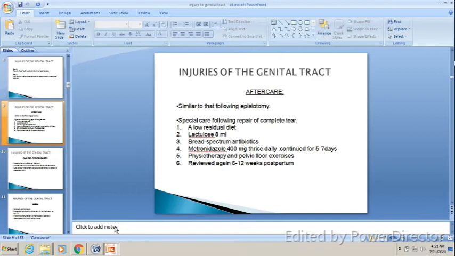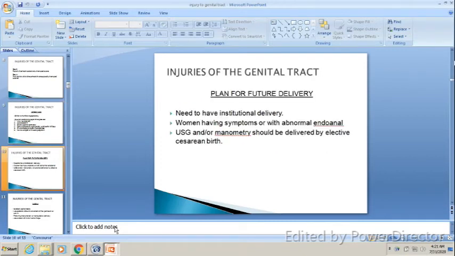And advise abstinence until 12 weeks, I think 3 months, avoid coitus, we have to advise her. She needs to have institutional delivery in the future delivery. Plan for future delivery. Need to have institutional delivery. A woman having symptoms or with abnormal endoanal USG or manometry should be delivered by cesarean. Any patient with the 4th degree should go for a cesarean section, and 3rd degree should have an institutional delivery so as to prevent 4th degree tear in this pregnancy.